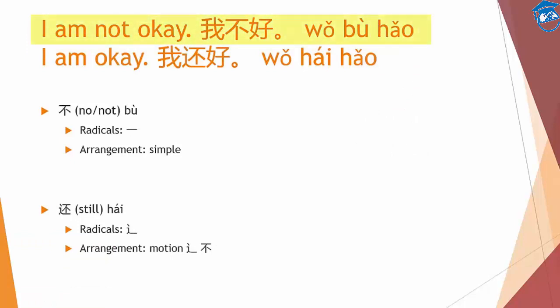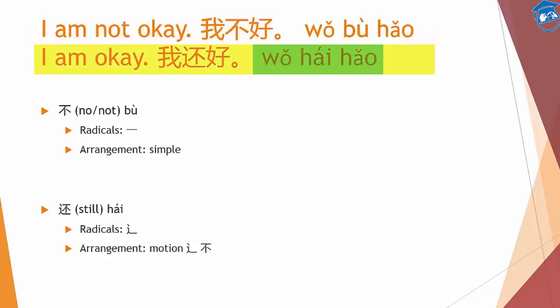The next one, okay, it's I'm not okay. 我不好. But usually we don't use this one because we hardly say we are not okay. If we want to indicate that, we would say, I'm not very good, but I'm okay. So the other one that you might want to use is 我还好.